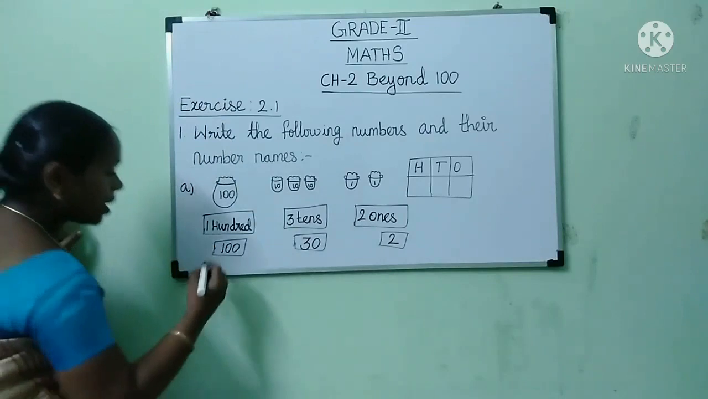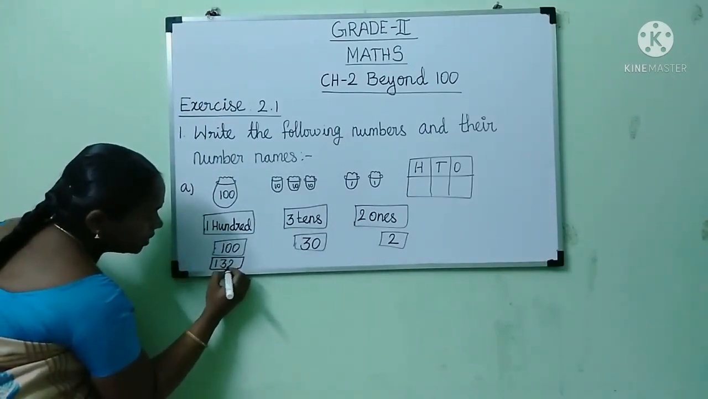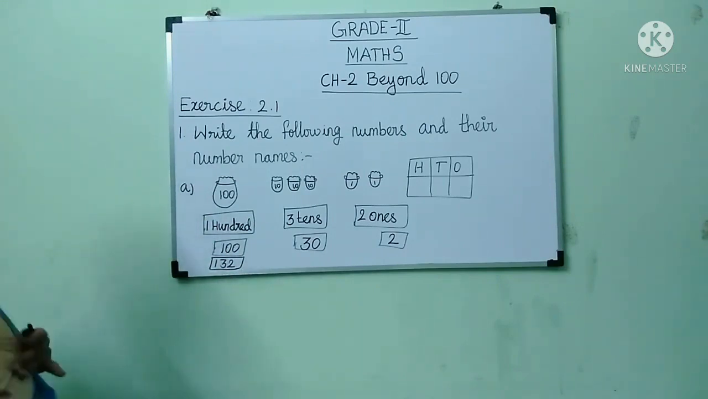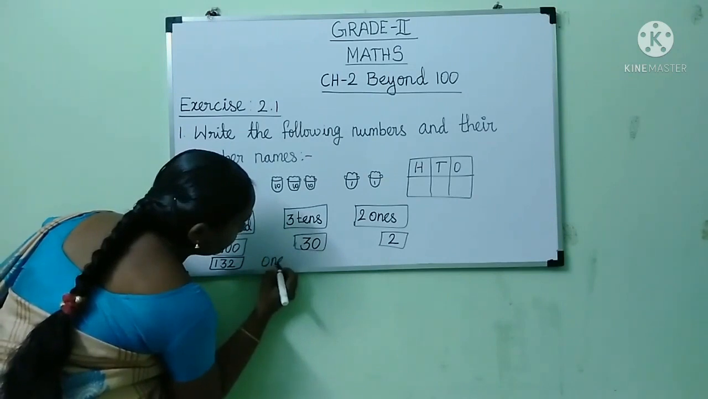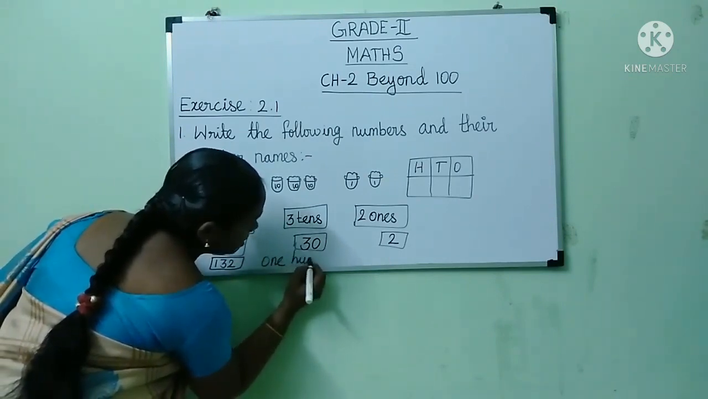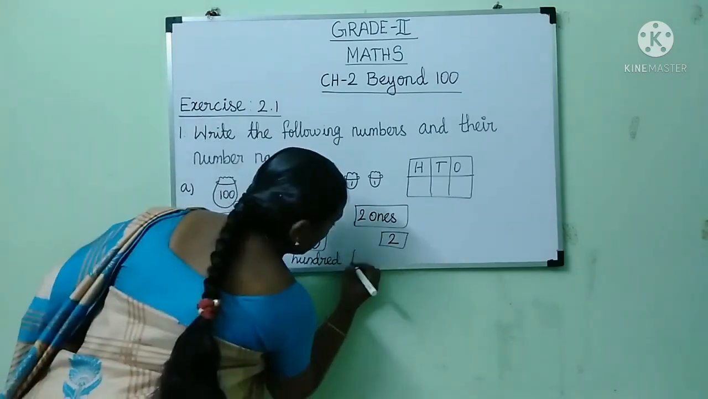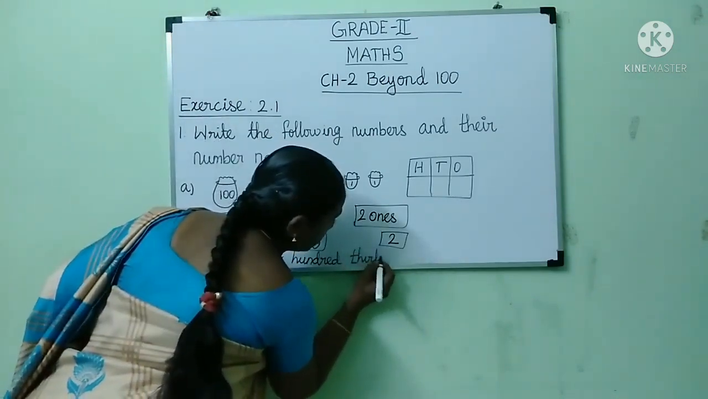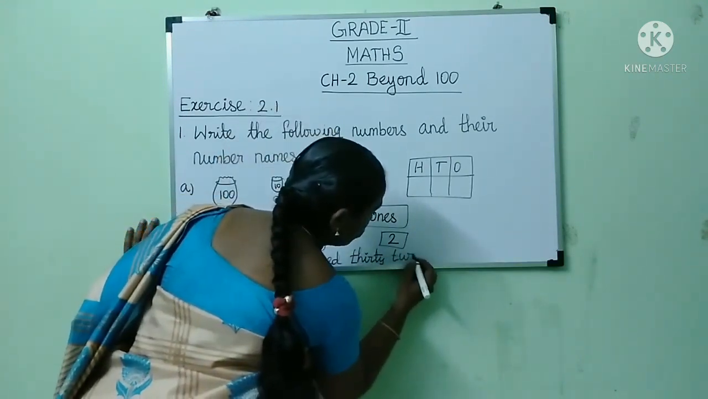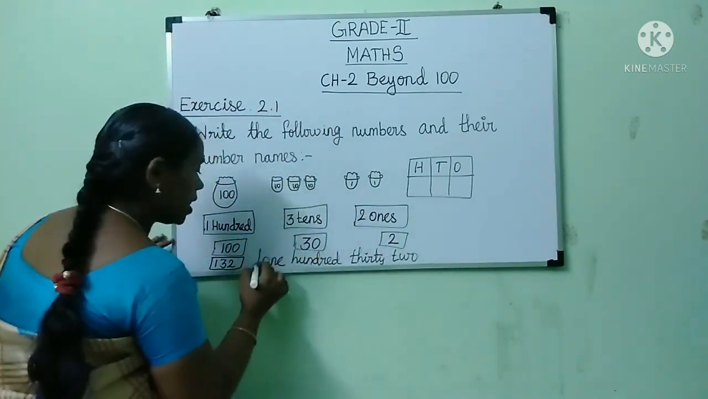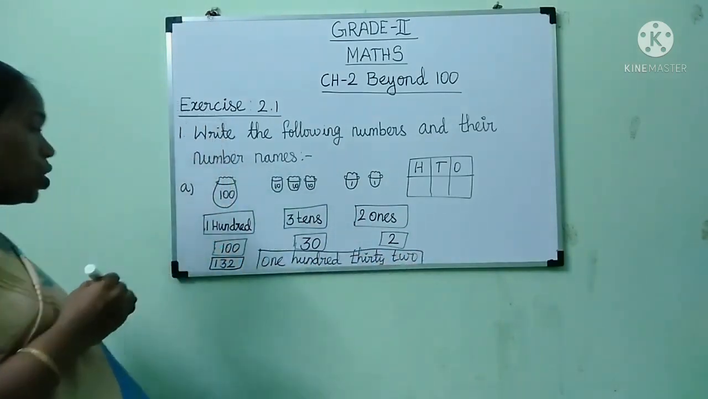132. So how to write this number in words? 1 is ONE, 100 is HUNDRED, 30 is THIRTY, 2 is TWO. 132. Are you clear, children?